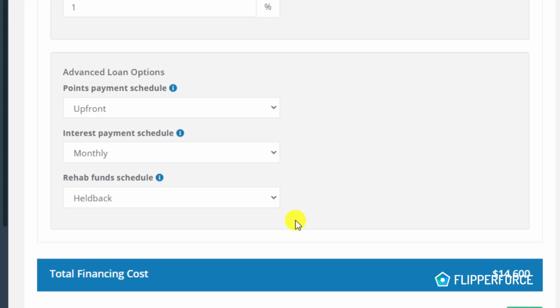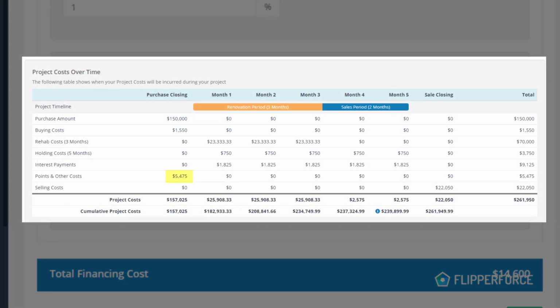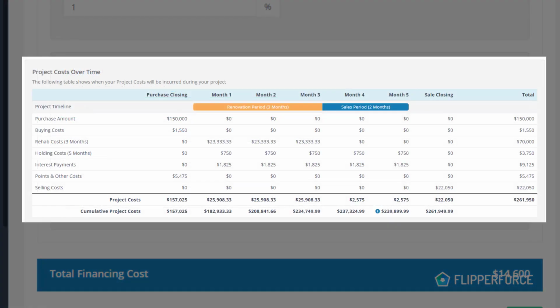Usually lenders will require you to pay your points up front when you purchase the property. So you can see here in our table, these points are in the purchase closing column. But some lenders allow borrowers to pay the points out of the proceeds of the sale when they sell the property. So if your lender allows you to delay the points payments to the end, you can change the setting to pay the points at the end of the loan, which would move the points and other costs to be paid at sale closing instead of at purchase closing.